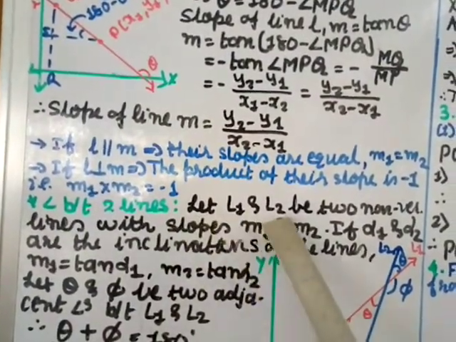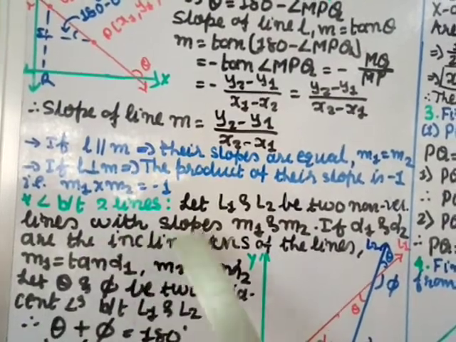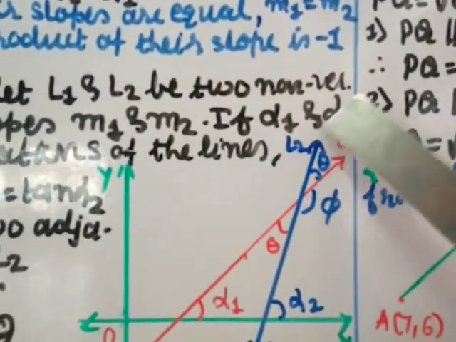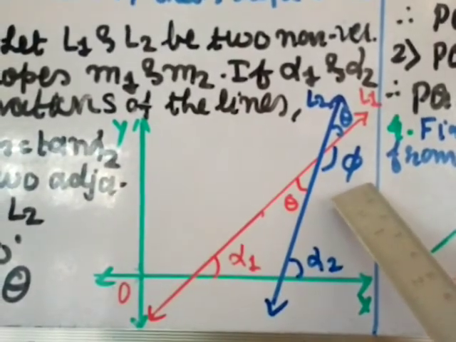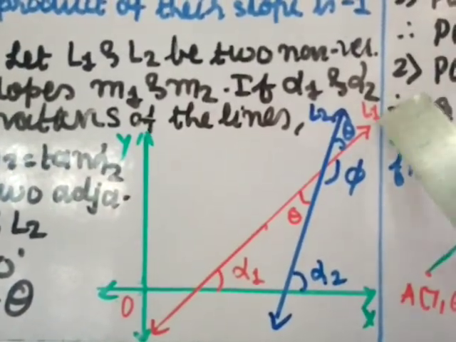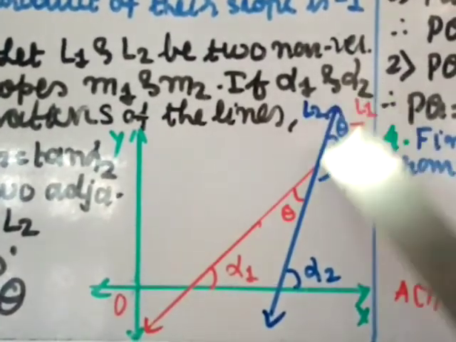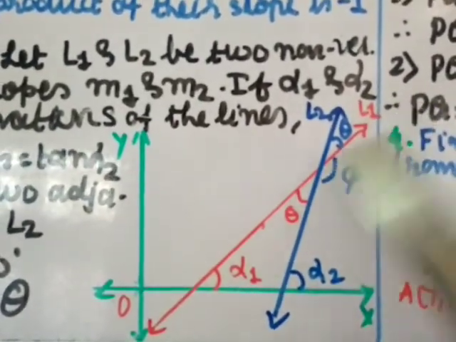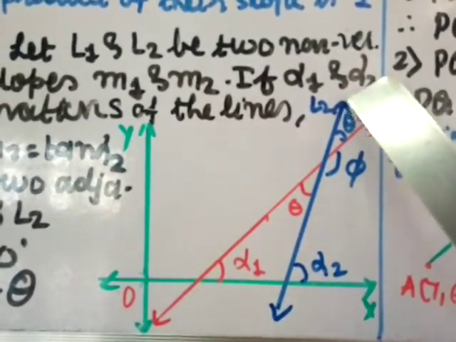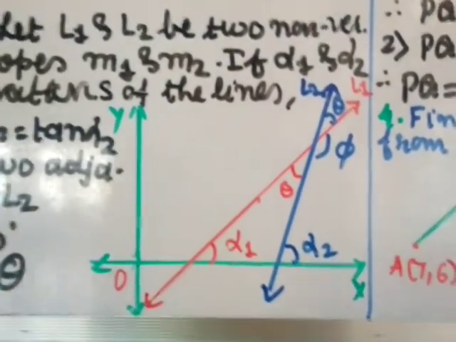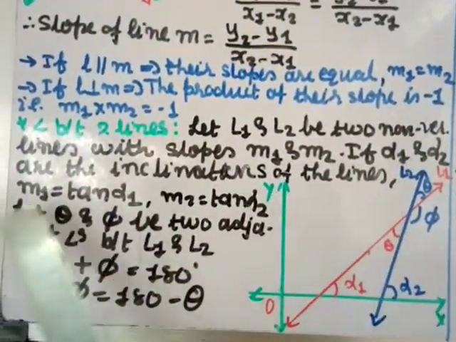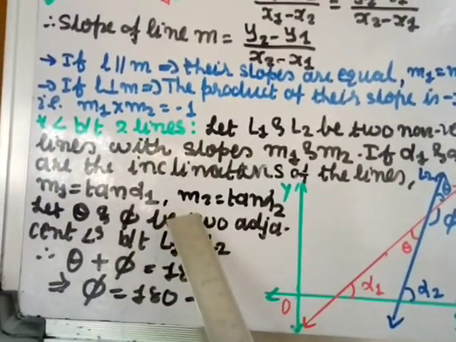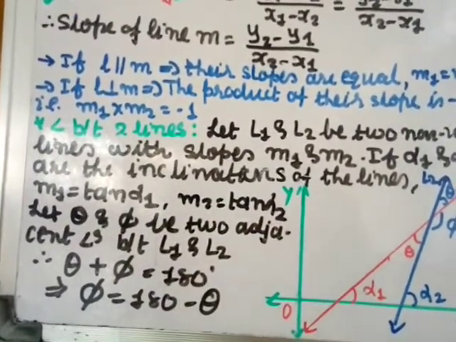Now next is angle between two lines. Let L1 and L2 be two non-vertical lines with slopes m1 and m2. Now here, this is line L1, this is line L2. And the angle between them is theta and phi. And the slope of line L1 we are taking as m1 and L2 as m2. The inclination of L1 is alpha 1 and inclination of L2 is alpha 2, that is with the positive x-axis. If alpha 1 and alpha 2 are the inclinations of the lines, then m1 is equal to tan alpha 1 and m2 is equal to tan alpha 2. This is, by definition, slope of the line.